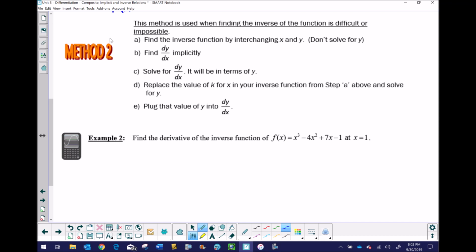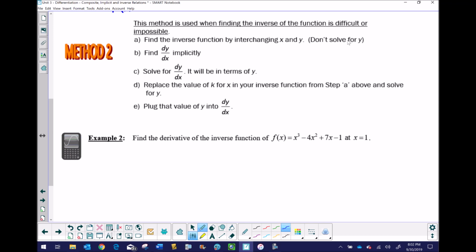It says that this method is used when finding the inverse of the function is very difficult or perhaps even impossible. So you can see that the guidelines say to find the inverse function, and that's kind of a misnomer. It's not really necessarily a function per se. We have to keep that in mind and be careful. So we're going to find that by interchanging the x and the y value. But it says here very specifically, do not solve for y.